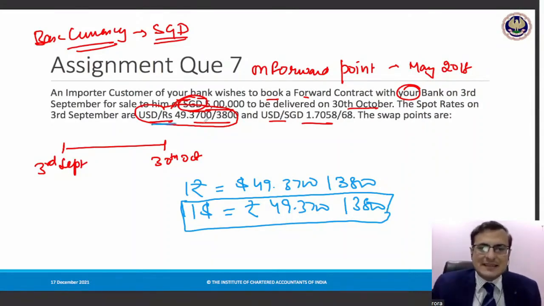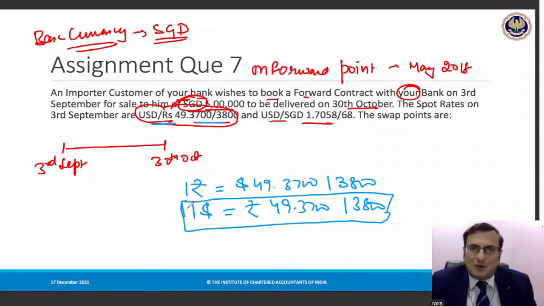This was given in the exam, and it is common sense that a rupee cannot be higher than dollars. Dollars are always higher than rupees. So $1 is equal to 49.37/3800. Clear, everyone? Has everybody identified the thing?